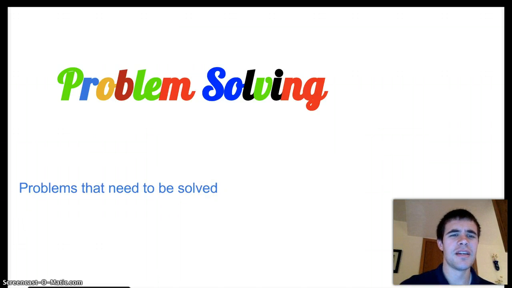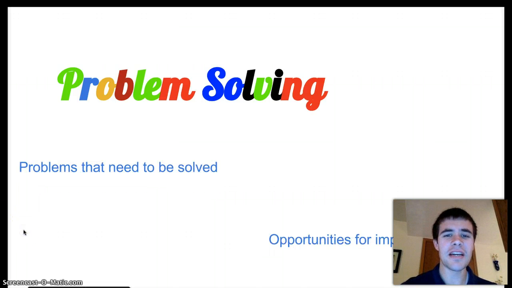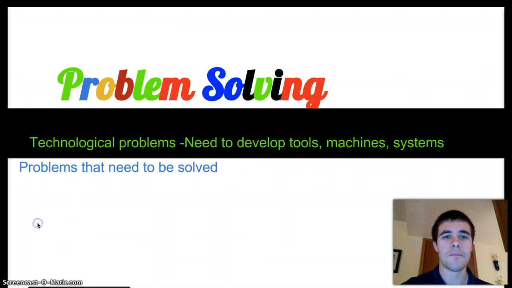And so we're going to talk about two different sections of problem solving to start with. First one is there's problems that need to be solved. And then the second one is there's opportunities for improvement. There's problems and then there's opportunities. And the opportunities don't necessarily mean that there's a problem. It just means somebody wants to improve upon something.